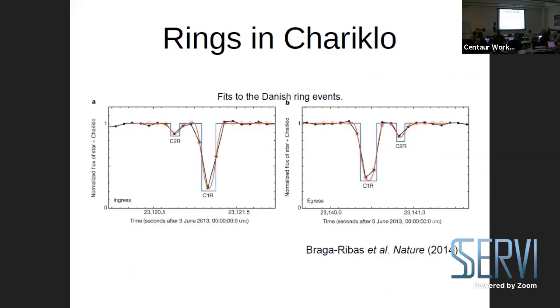A detail in the rings of Chariklo to keep in mind is that it's not a single ring, it's a double. And this is one of the best data sets in the discovery. There is a clear gap in between, and it was seen in the entrance and exit. And there were several occultations later.